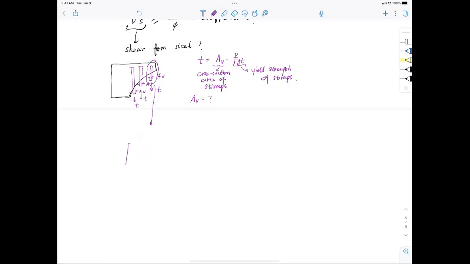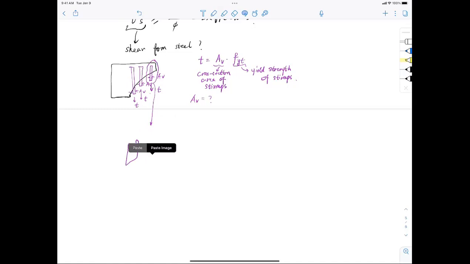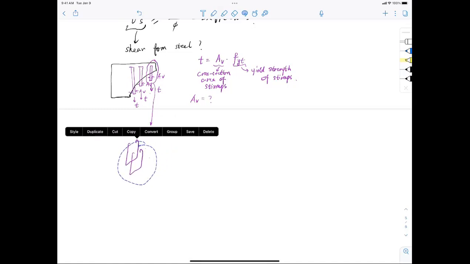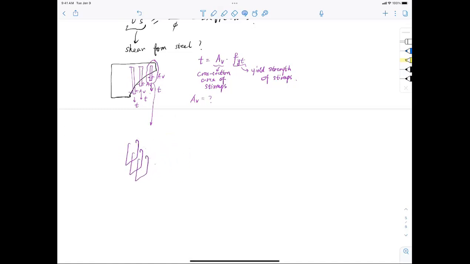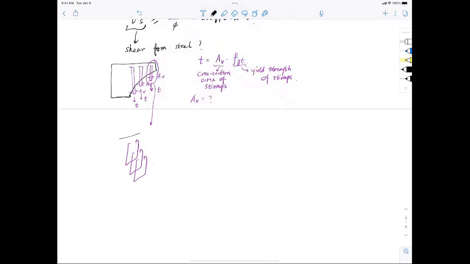Okay, so how about I do this? I copy it, paste it like that, and copy it, paste it like that. So there's 3 stirrups, right? Now, before I do a cut, let me draw the section out. So the section looks like this, and that is the end of it. That is the side view.